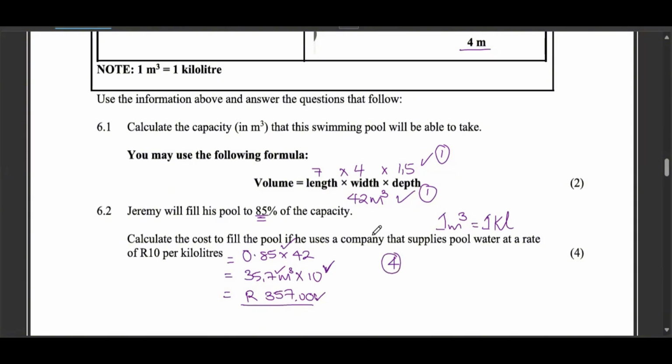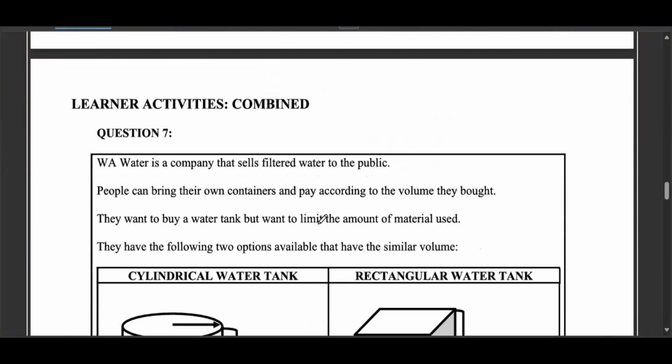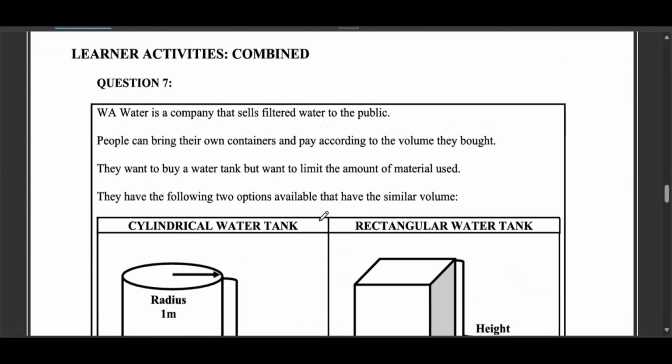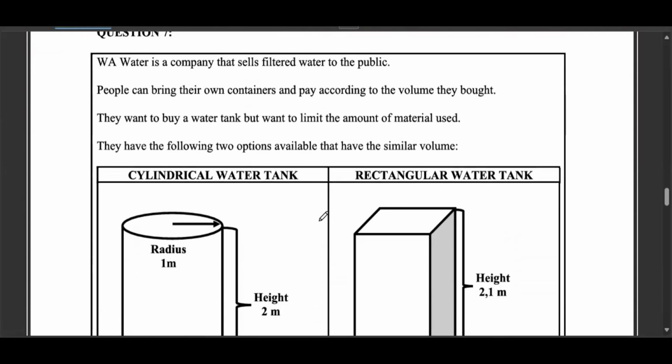Okay. Don't get scared when it comes to measurements. Let's get to question number 7. Question number 7, we have Wow Water. It's a company that sells filtered water to the public. The people can bring their own cans or containers and pay according to the volume they bought. They want to buy a water tank.